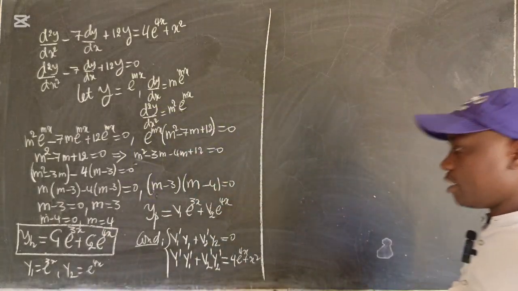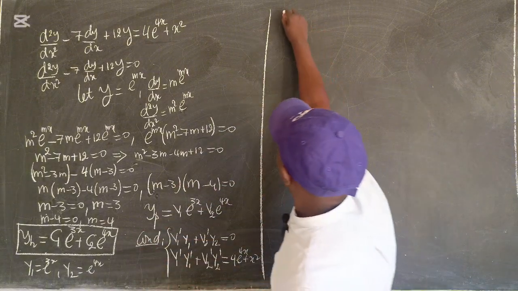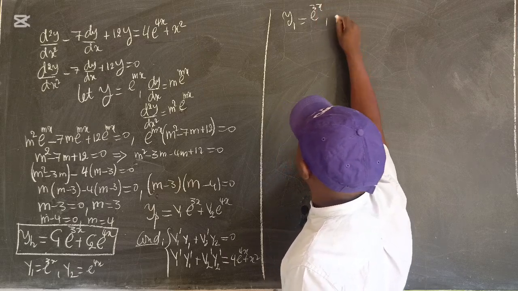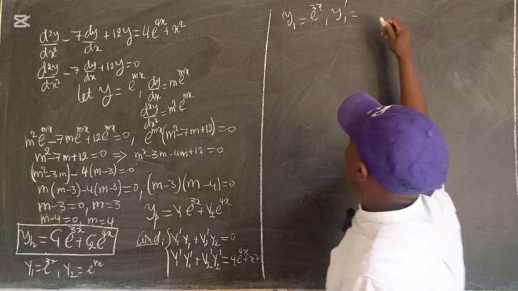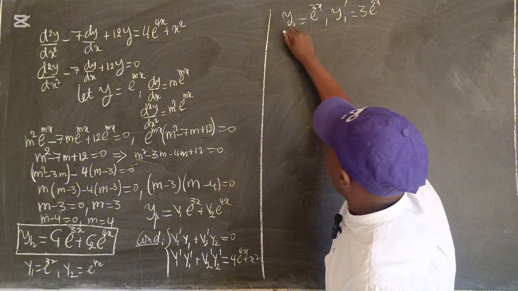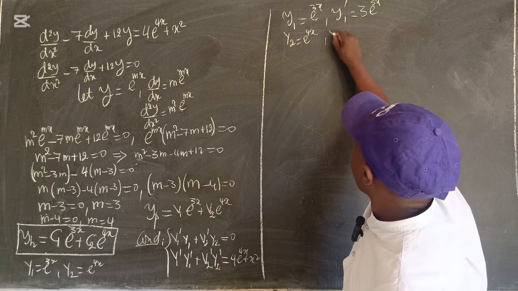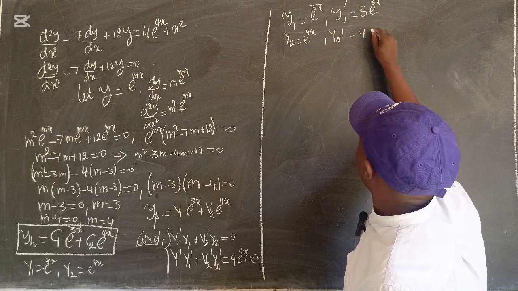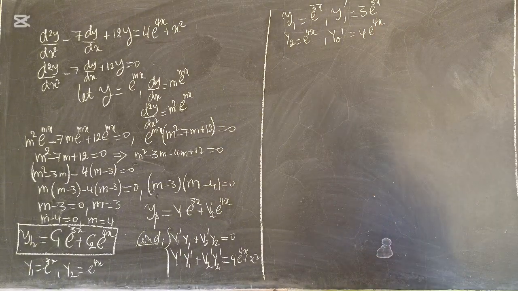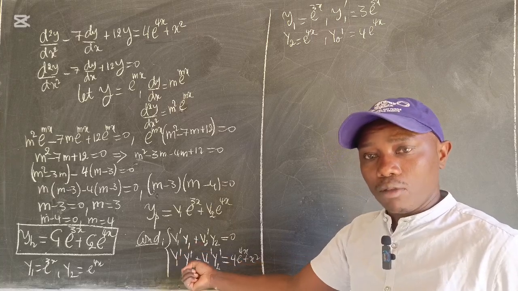As you see, our y1 is exponential of 3x. This is to say y1 prime, its derivative, is 3 times exponential of 3x. y2 here is exponential of 4x. Here y2 prime is 4 times exponential of 4x. We are going to solve for v1 prime and v2 prime in these conditions.